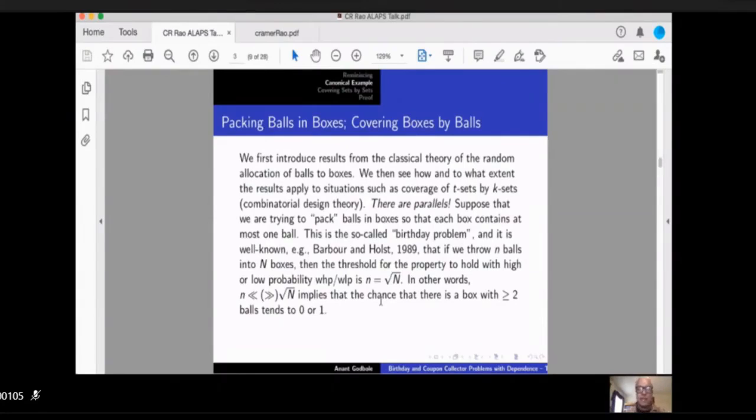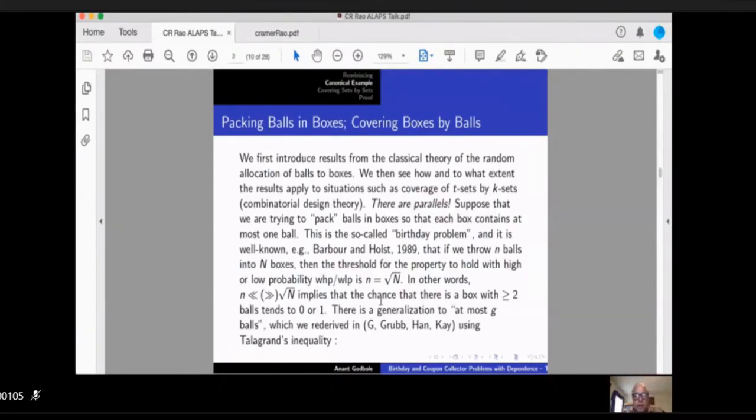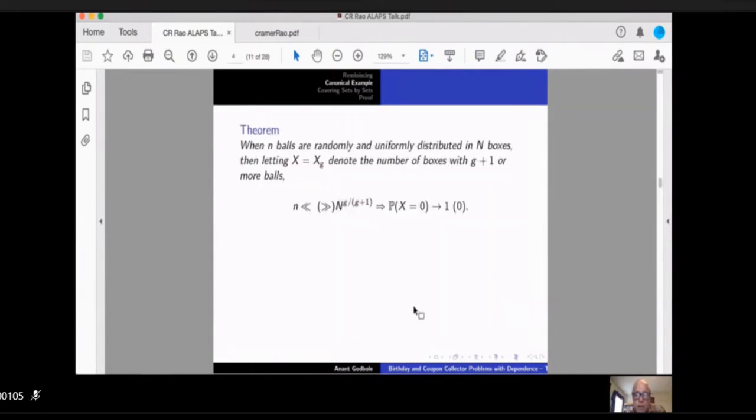And if you look at the square root of 365, it is about 23. So you're looking at the threshold when that happens. There's a generalization of this to at most g number of balls. It's again classical, but we re-derived it in this paper. This paper, by the way, is joint with 3 students, Thomas Grubb, Q.T. Han, and Bill K. And we used Talagrand's inequality to do it.